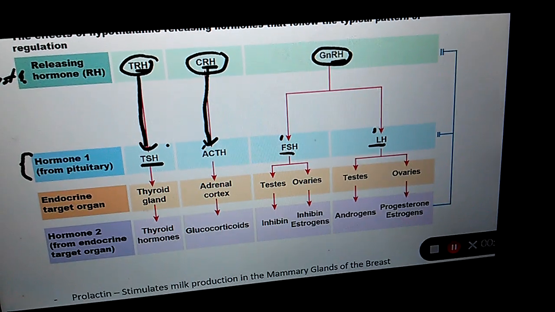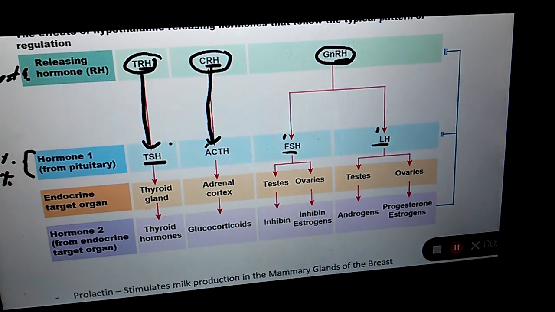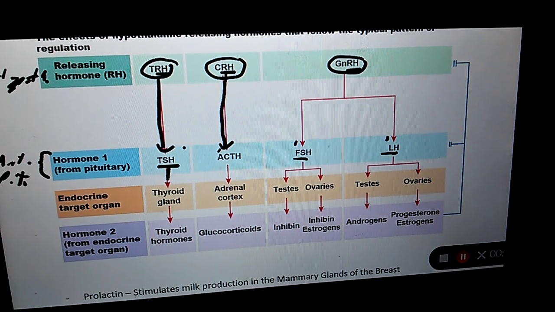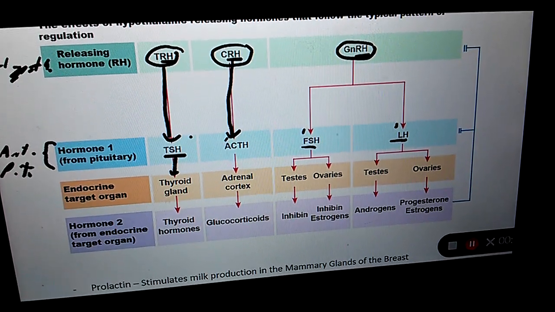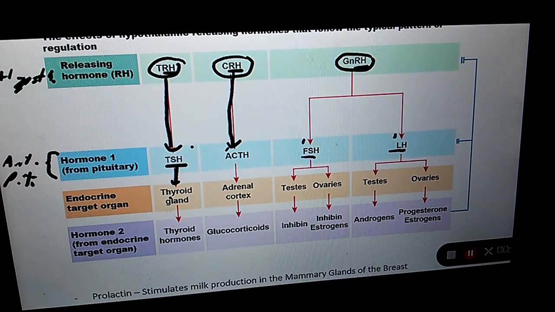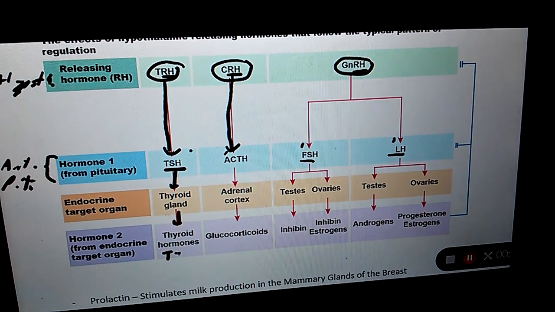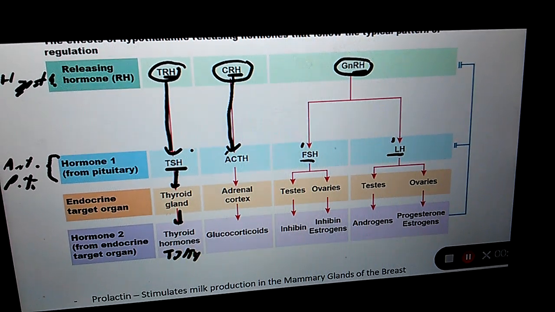Where is FLAT found? Remember, anterior pituitary. TSH stimulates what gland? Thyroid gland. Thyroid gland produces what hormones? Thyroid hormones. What are the thyroid hormones? T3 and T4.